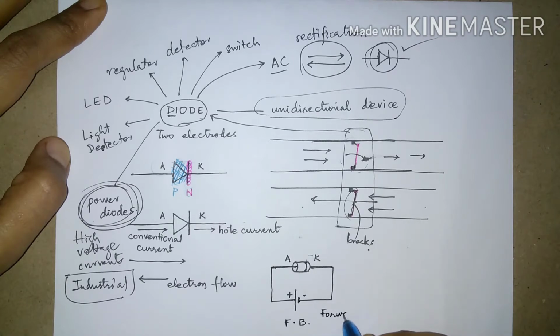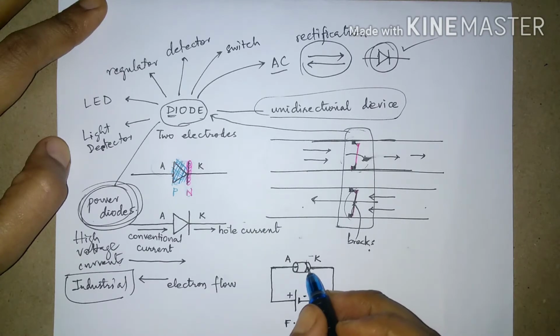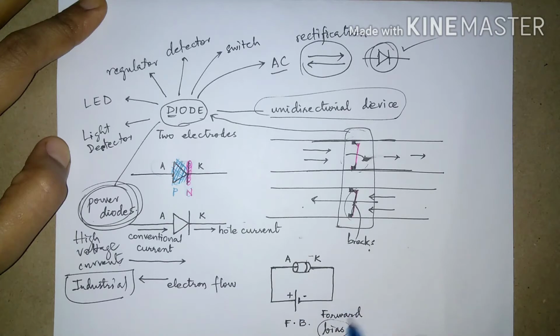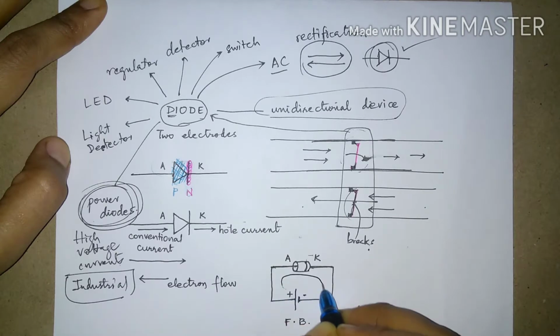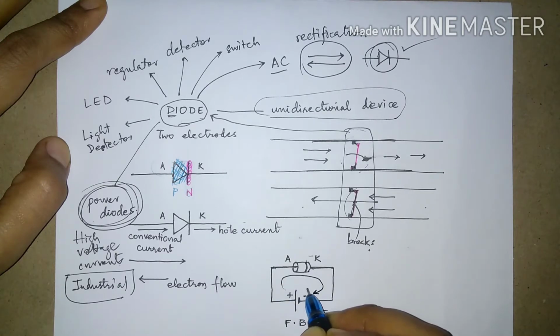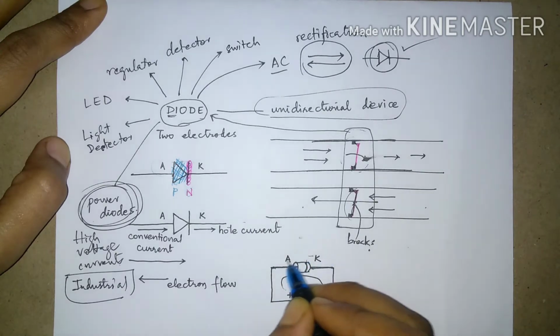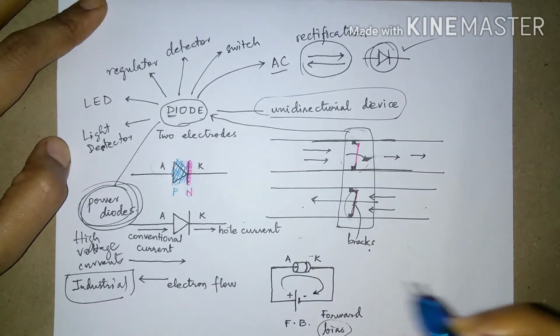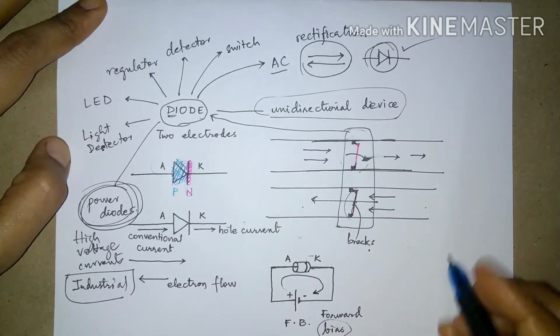Forward bias. Bias is nothing but influencing the charge carriers inside the semiconductor in such a way that the current flows. So normally the conventional current flows in this direction, electron current flows in this direction. That is what is happening in forward bias.